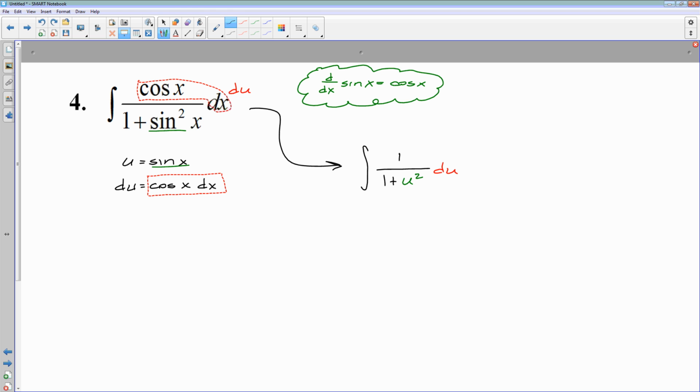Okay, this antiderivative is either painfully easy or painfully difficult. There is no middle ground because you need to have that memorized. That is the derivative of arctangent of u. The derivative of arctan is 1 over 1 plus x squared. In this case, it's u. Don't forget the plus c. And then we simply plug our sine x back in. So our answer is going to be arctangent of the sine of x.